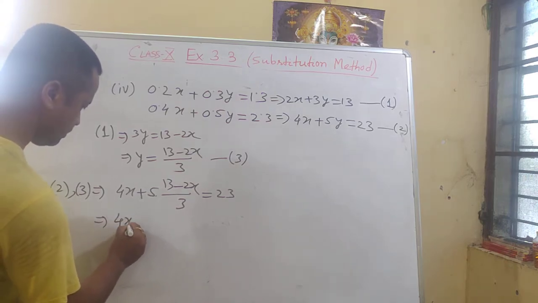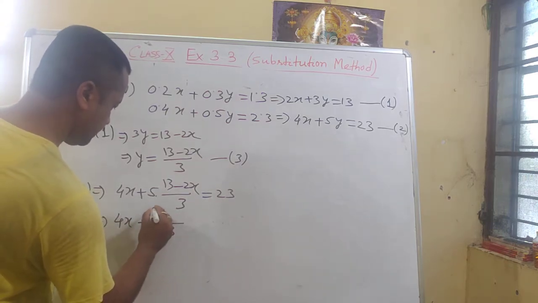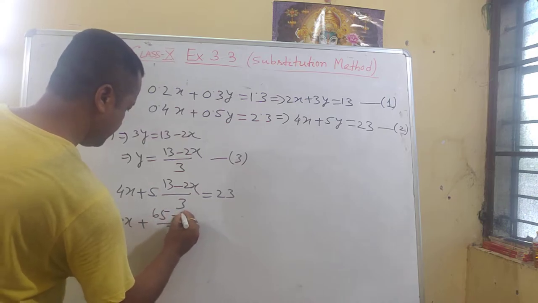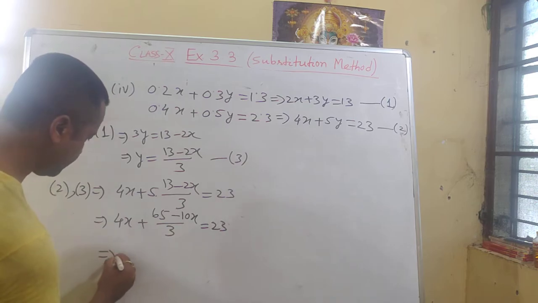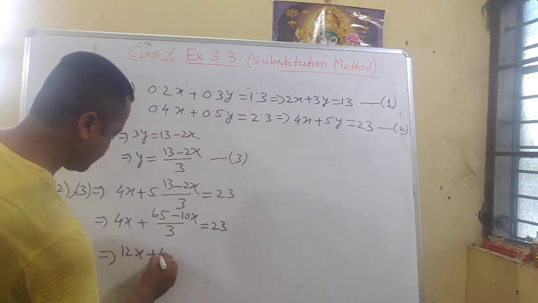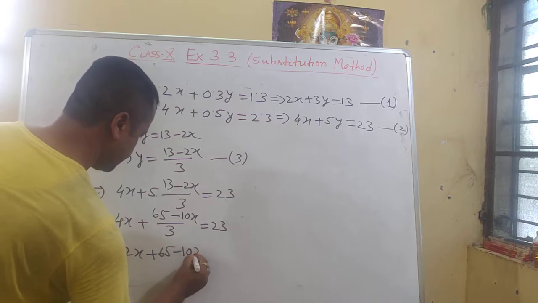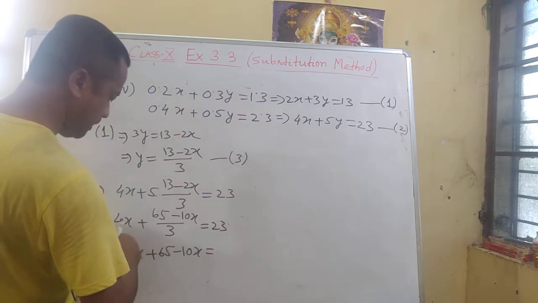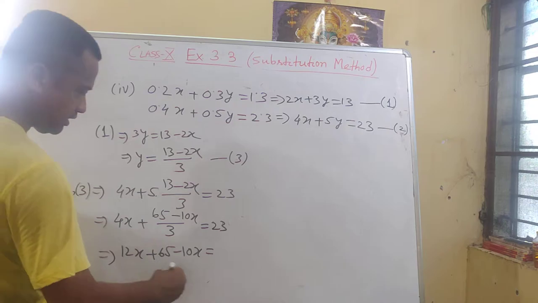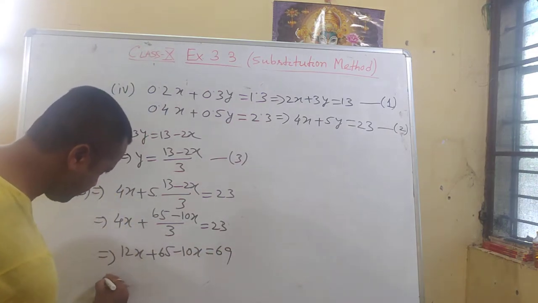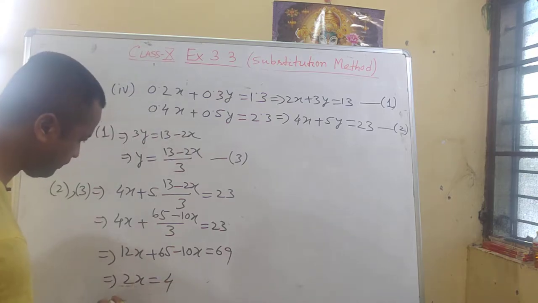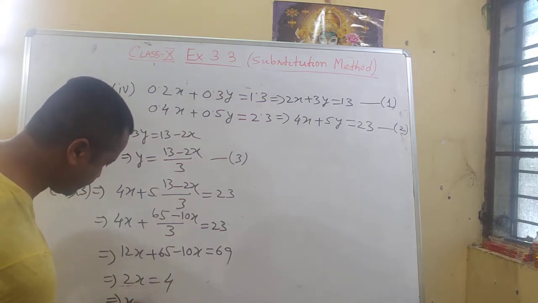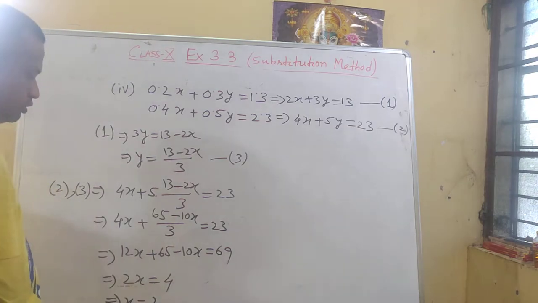Implies 4x plus 65 minus 10x over 3 is equal to 23. Multiplying both sides of this equation by 3, it implies 12x plus 65 minus 10x is equal to 69. So it is 2x is equal to 4. So x is equal to 2. So x is equal to 2, one solution is found out.